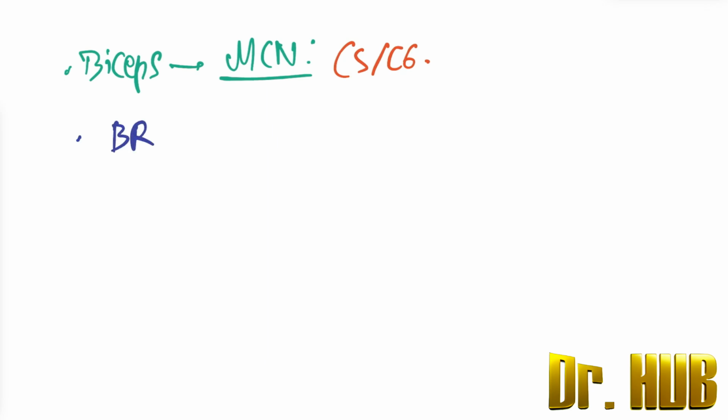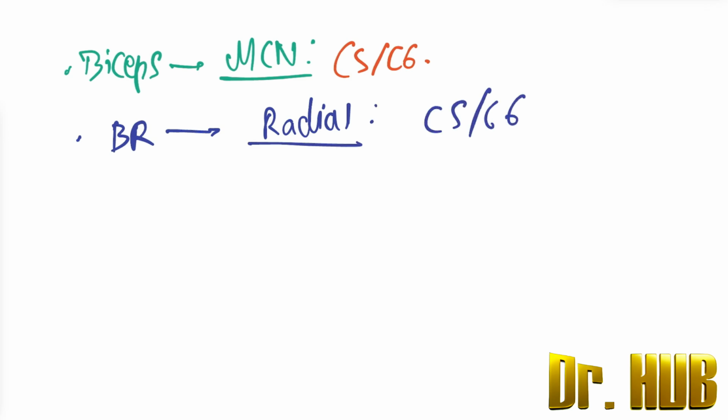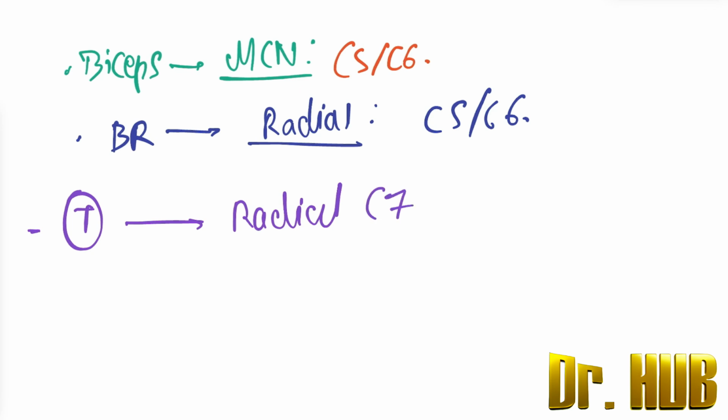Next we move on to the brachioradialis. The brachioradialis is supplied by the radial nerve and the root value again is C5, C6. Now when you move on to the triceps, the root value increases. It is again the radial nerve, and it was C5, C6, so it increases one step, that is C7 and C8.